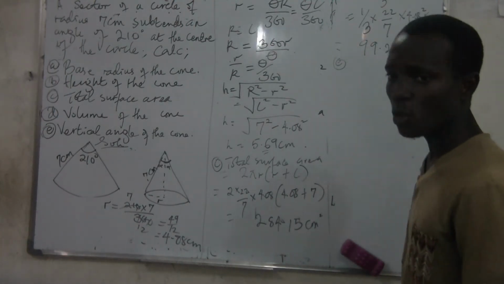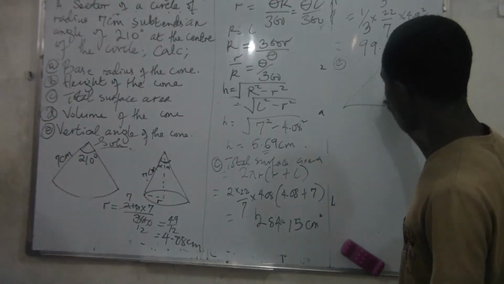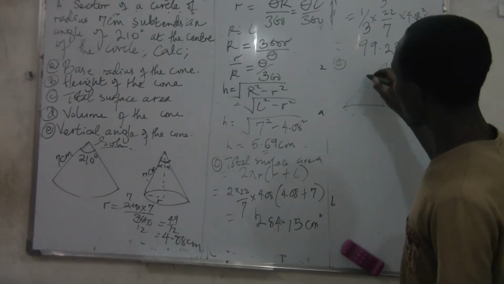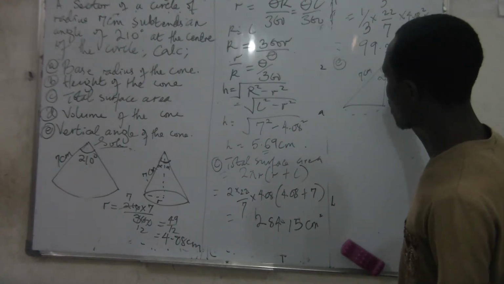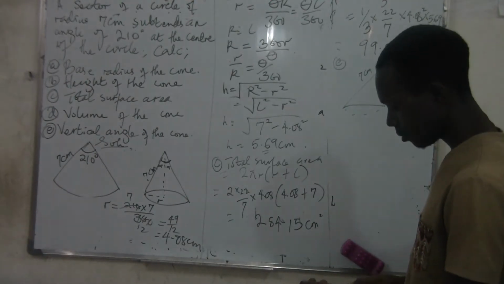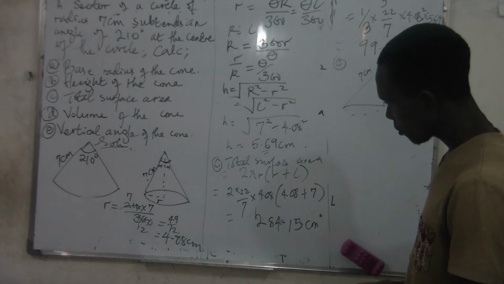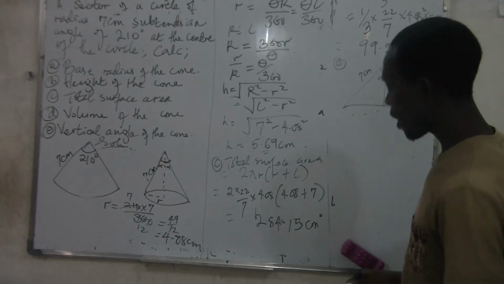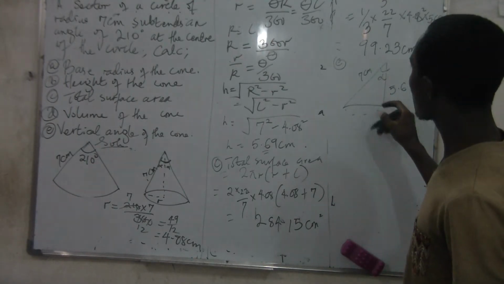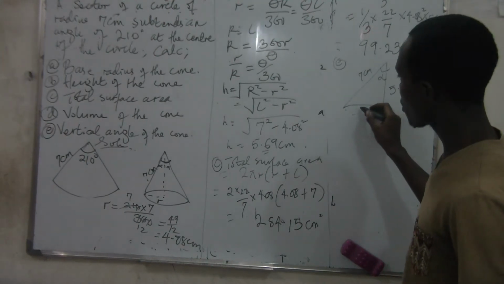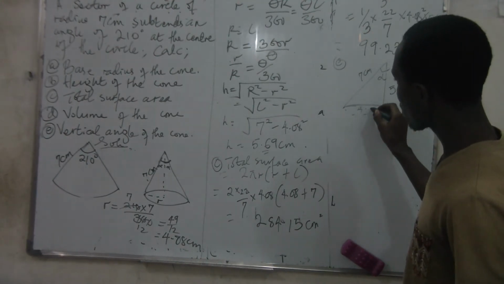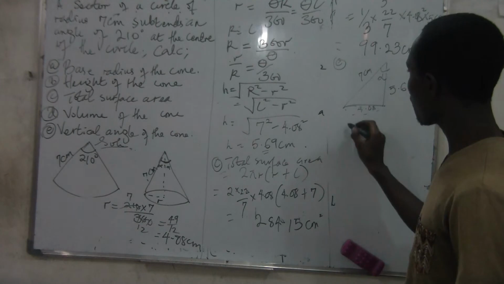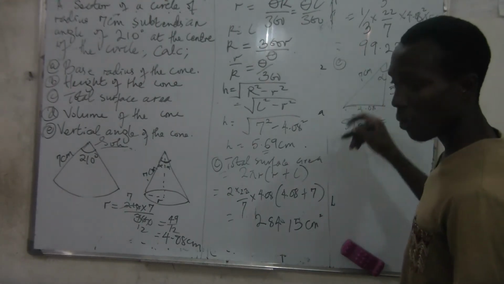And lastly, we're asked to find the vertical angle. So let's cut one part of this cone out. We're going to have something of this nature, right? And this is the angle we call alpha. Since this is 7 centimeters, and by calculation this is 5.69, then we're looking for the angle here. And the radius here is 4.08.